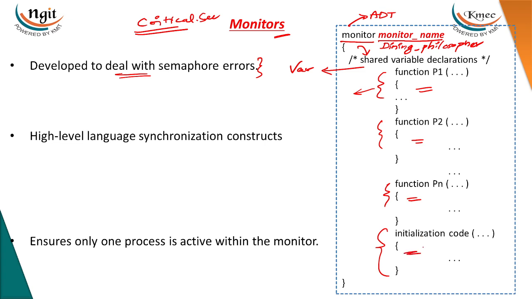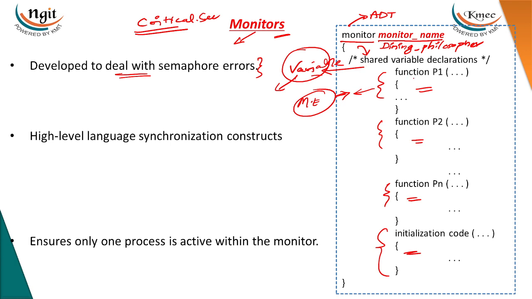So what are these variables? These variables state the actual state of the particular resource instance, that is, whether the instance is available or taken by some other process. That will be identified by these variables. And these variables and the operations inside this monitor provide the mutual exclusion property.